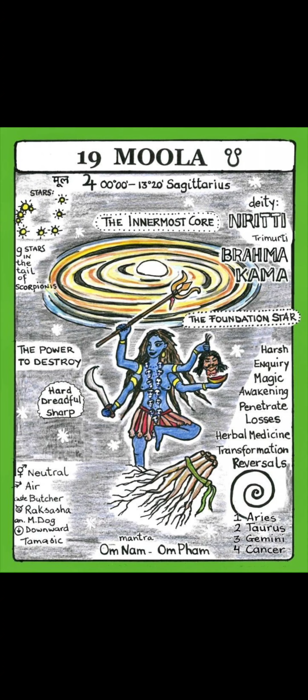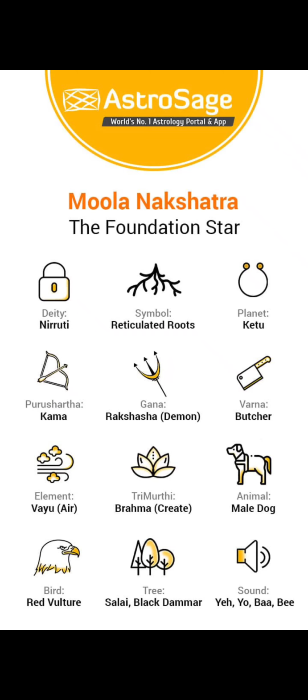And here's another visual aid to learn more about the Mula Nakshatra, the foundation star. So the ruling planet of the Mula Nakshatra is the planet Ketu. The symbol is tied roots. So we're getting into the subconscious here, the root of the matter, your essence. Again, it's ruled by the deity Nirriti.